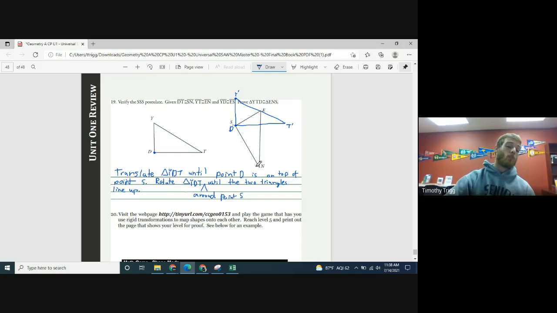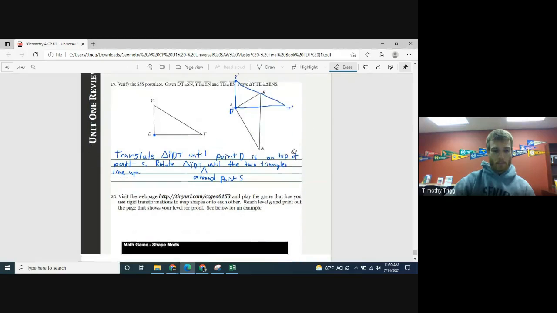Once the two triangles line up, that's what we're showing. We're showing that there's a series of rigid transformations that map one triangle onto the other. Then therefore they're congruent. I'm not sure how that shows the SSS postulate, but there it is. On the test, it'll be basically this.